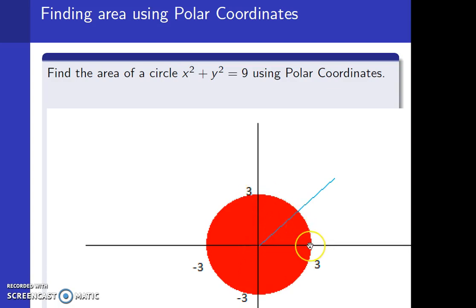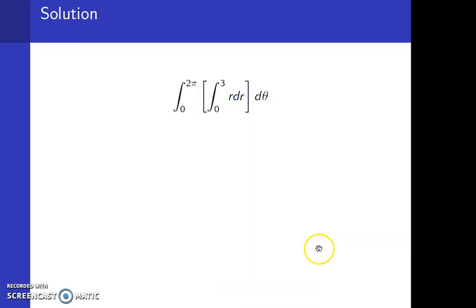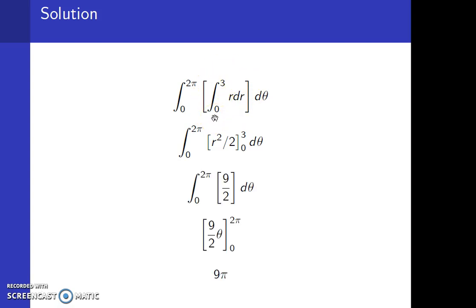And the whole circle covers a theta value right up from 0 to pi, from pi to 2 pi. So you have theta going from 0 to 2 pi. So that's what you have with regards to your limits of integration. R going from 0 to 3, and theta going from 0 to 2 pi. As usual, we perform the inner integration, and the result we get is 9 pi.